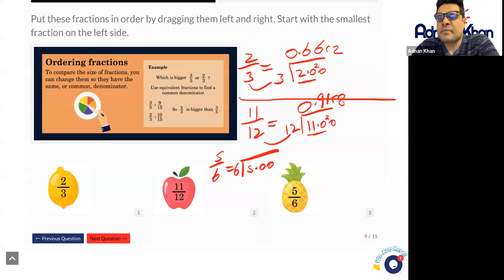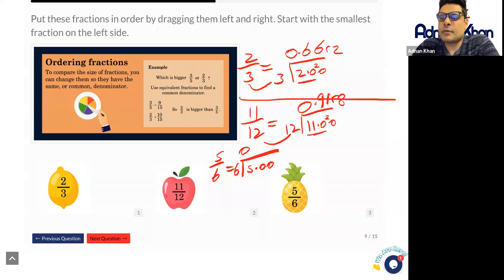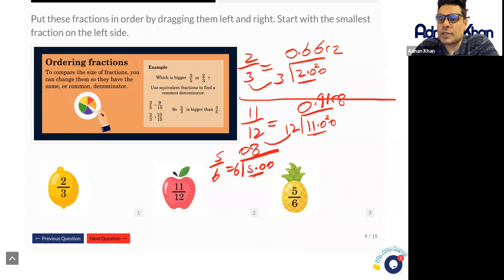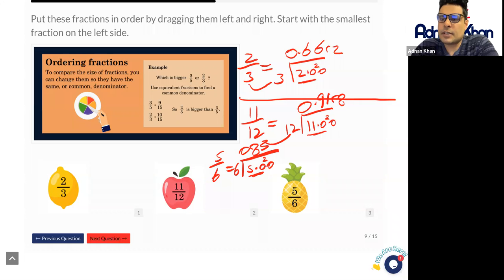Work this out. 6 goes into 5 how many times, Iman? 0. Join 5 and 0 together to make 50. How many times can 6 go into 50? 8. Yep. 8 times 6 is 48. Remainder 2. How many times can 6 go into 20? 3. 3 times 6 is 18. Remainder 2. So now we've got the decimals.